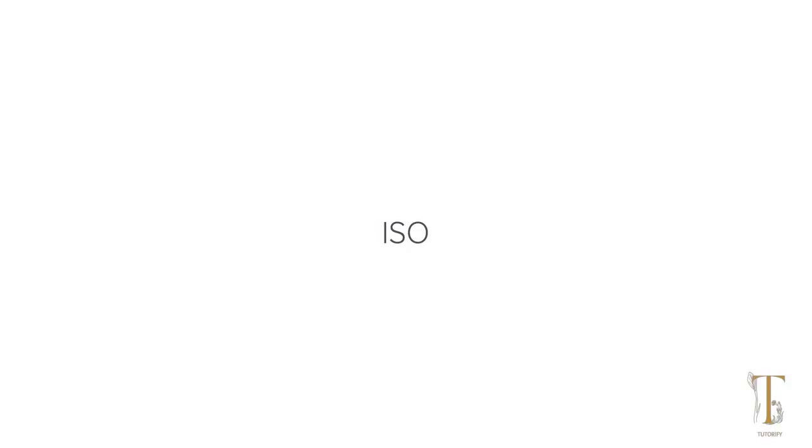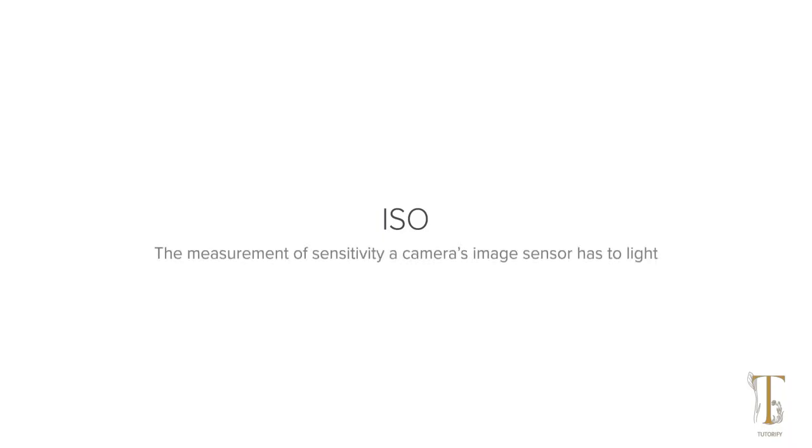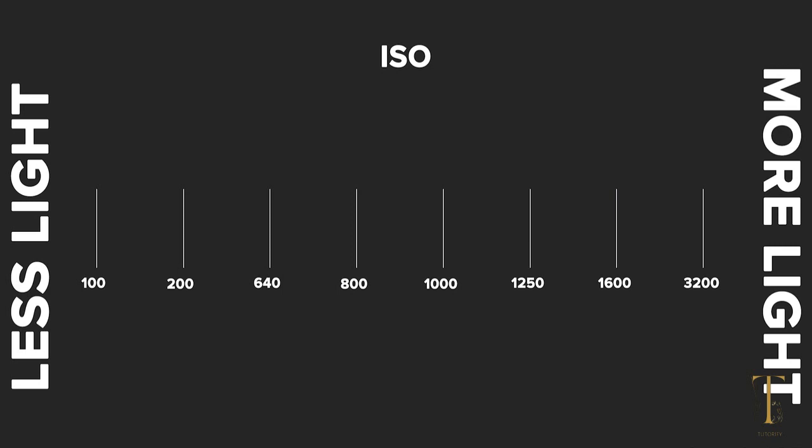So the last factor on the exposure triangle is ISO. For brevity, I'm just going to call it ISO. I like to think of ISO as the weapon of last resort. It's one of the things that you want to keep as low as possible, and let me explain why. ISO basically affects the sensitivity that your sensor has to light, meaning the higher the number, the more sensitive, meaning brighter. The lower the number, the less sensitive it is to light, so the darker the image.